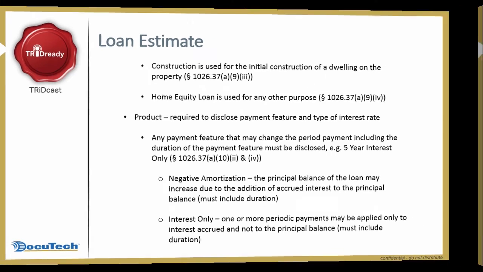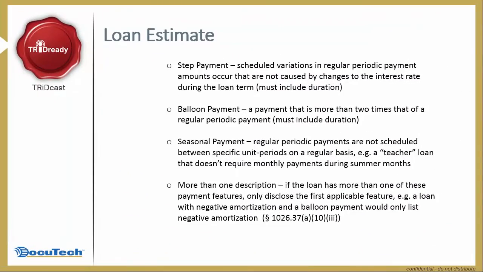Step payment loans is another feature that you would describe here. So this is where you've got a scheduled variation in the payment that's not caused by the change to an index. A balloon payment would also be described here. That's a situation where the payment is 2 times greater than the regular payment. A seasonal payment, where the regular periodic payments are not scheduled between specific unit periods on a regular basis. An example that you see in the commentary is a loan for a teacher that doesn't require payments during the summer months.